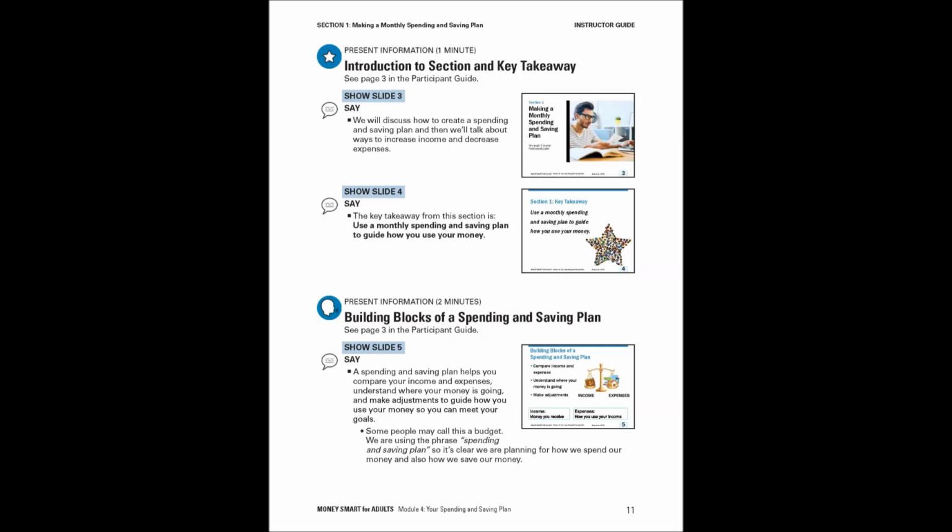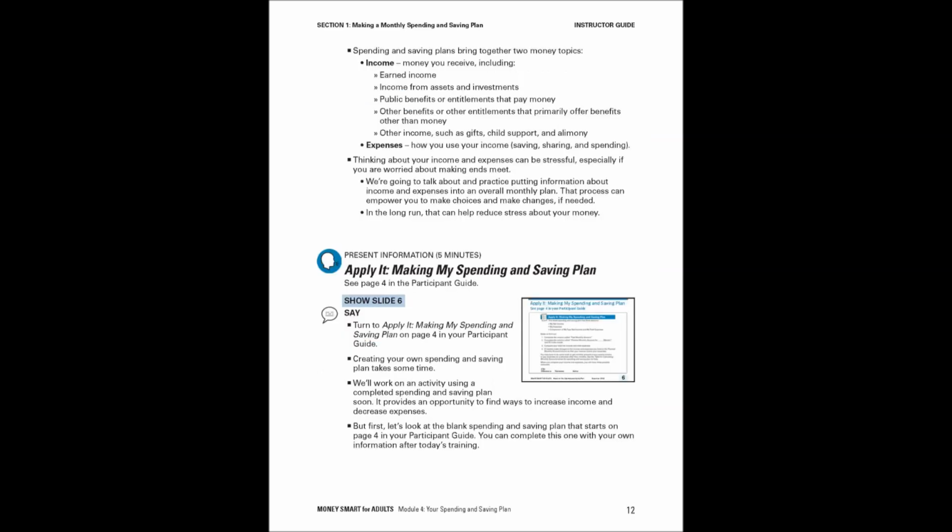Showing slide number 5, you're going to talk about how a spending and saving plan helps you to compare income and expenses, understand where your money's going, and make adjustments to guide how you use money to meet your goals. This is also known as a budget. People call it that, but for the sake of our training, we're using the phrase spending and saving plan so it's clear that we're planning how we spend our money and also how we save. So you'll be introducing the income definition and expenses.